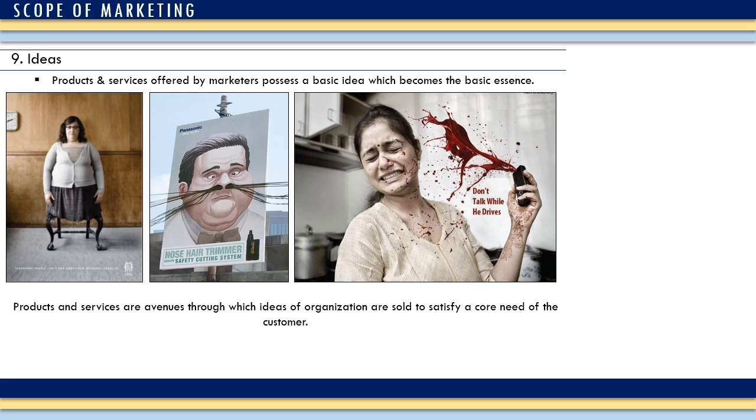So can ideas be marketed? The answer is yes. In fact, products and services offered by marketers are derived from an idea. So idea is actually the core of any product and service. So ideas can also be marketed. All right. So not just product and service, as I said, every idea does not result in a product or a service, but it also gives you a message.